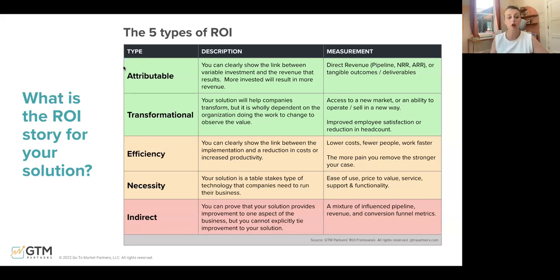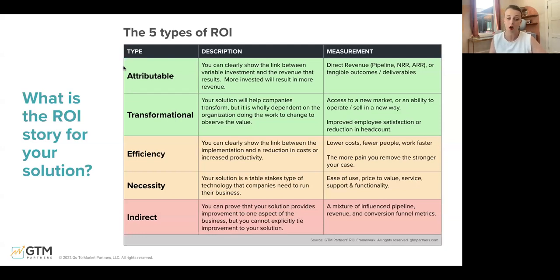And so transformational ROI is that big shift to, maybe we don't need to staff as many people and we can use a generative AI solution to change the way our organization interacts with our customers, for example. So there's a transformational story there that maybe we can't 100% prove investment equals revenue, but we certainly know that we've benefited as an organization because of the way that we work today compared to before. The other 2 opportunities are efficiency and necessity.